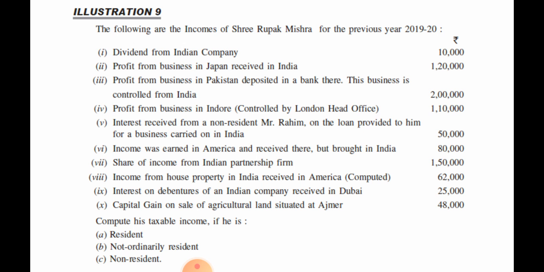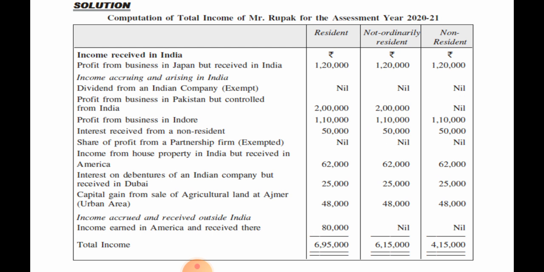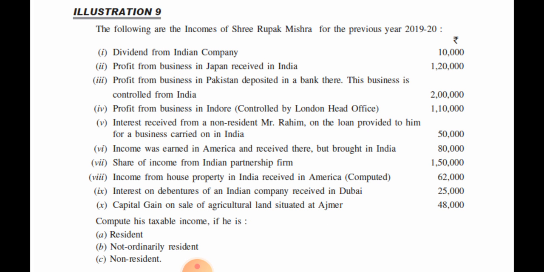And the next point states that interest on debentures of an Indian company received in Dubai. Interest on debenture of Indian company, it means it is an Indian income. So Indian income will be taxable for all type of assessees. 25,000, you can also see this in solution. Being an Indian income, it is to be taxable for all assessees.